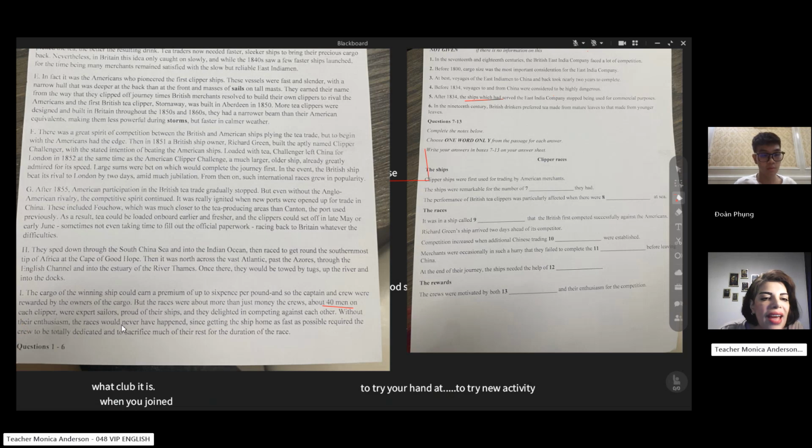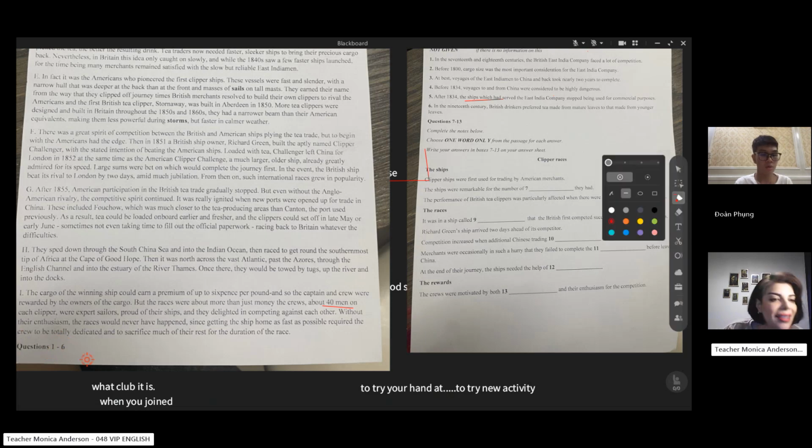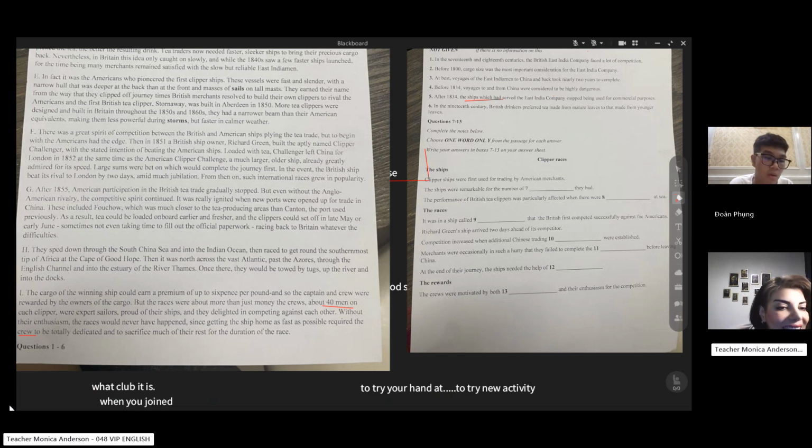The races would never have happened, since getting the ship home as fast as possible required crew to be totally dedicated and to sacrifice much of the rest for the duration of the race. The crews were motivated by both. Yes, I know. But what is the paraphrase of at the end of the journey? As I told you, would never have happened, since getting the ship home as fast as possible required crew to be totally dedicated and sacrifice much of the rest duration. So the crew were motivated by both money and their enthusiasm for the competition.